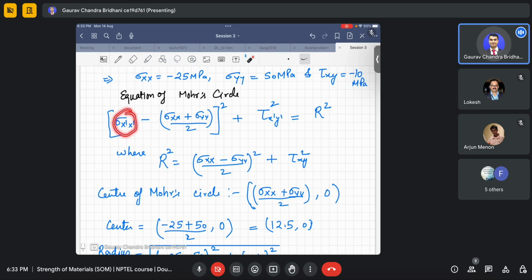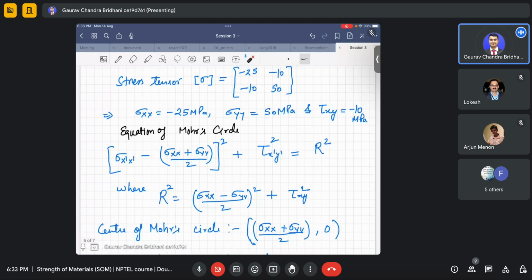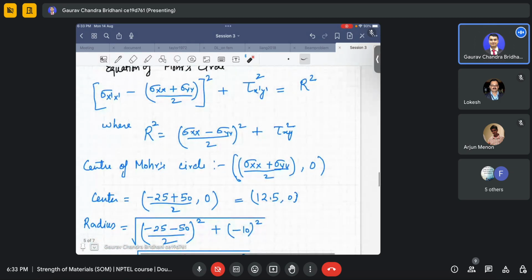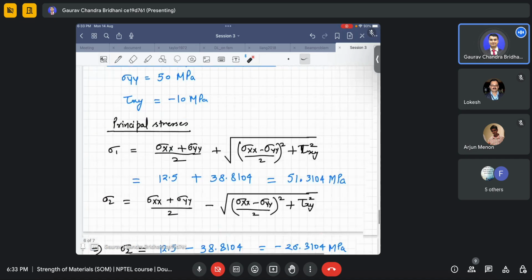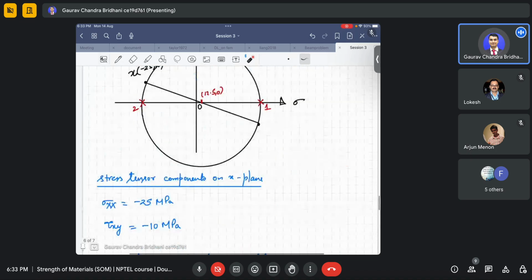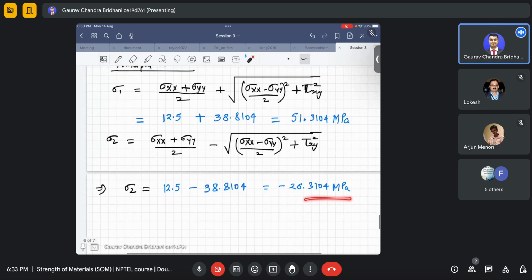You can replace sigma xx for the time being with x, sigma yy with y, and tau x prime y prime with y. So it is like (x minus 12.5) whole square plus y square is equal to 38.8104 whole square, and you try to plot it. Once you plot it, you find this point and this point. You will see that this point will match with the result you are getting from the equation, and the other point also will match. Okay.